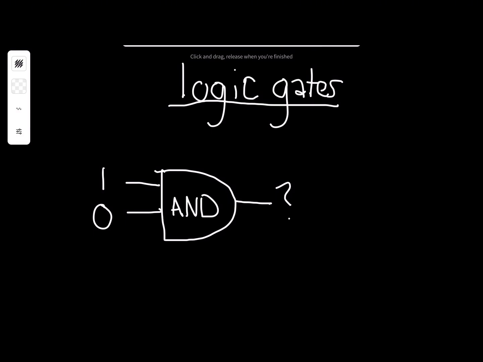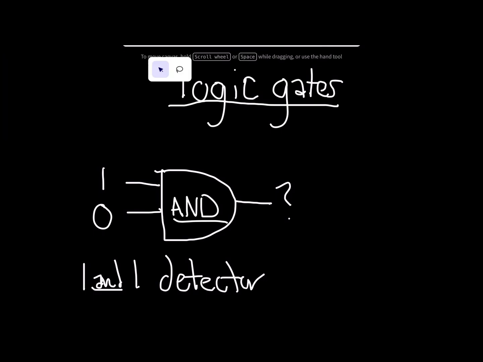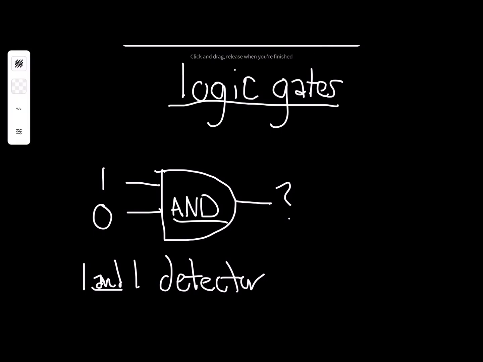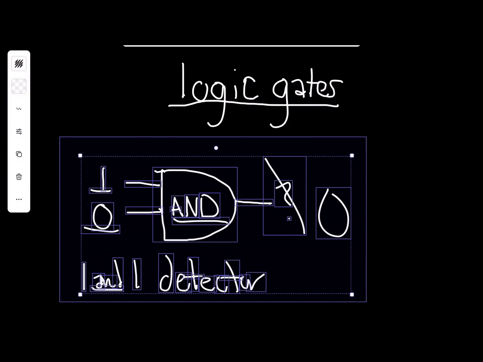Well, if you remember, the AND gate is like a 1 detector. Or it's a 1 and 1 detector. It's in the name. So if there's a 1 and another 1, if there's two 1s, that's going to return you 1. So the question is, do you see two 1s here? You don't? Well, this is just going to be 0. Now we're going to try this with a different question.